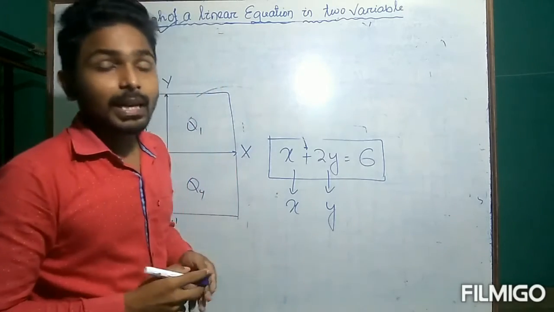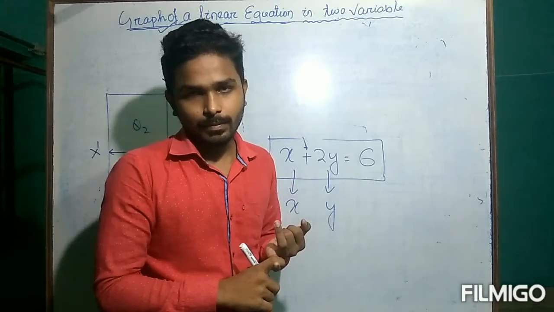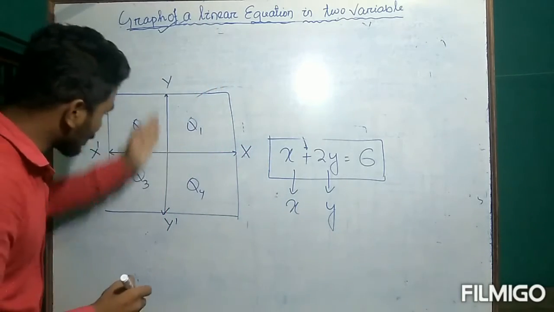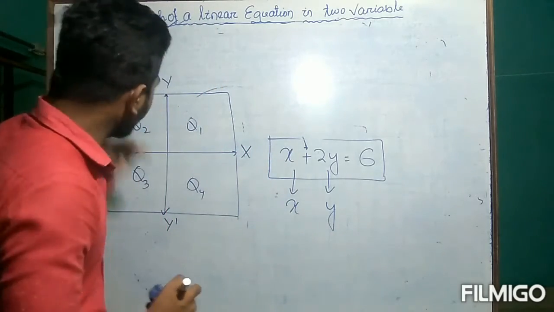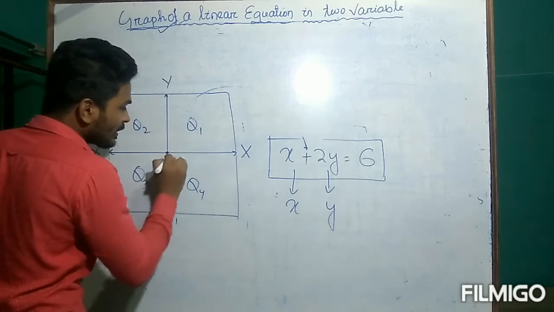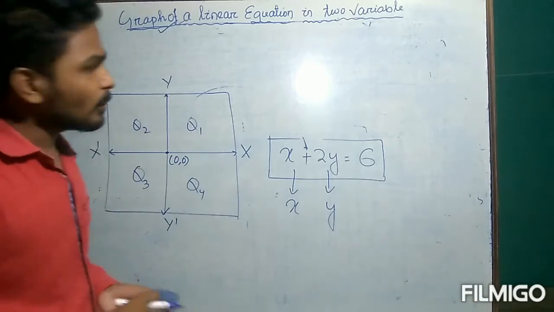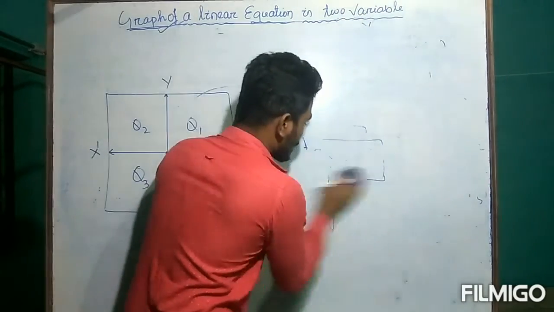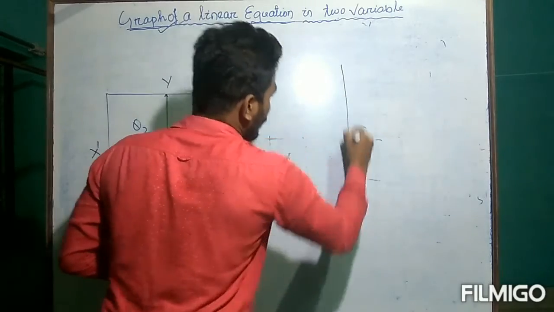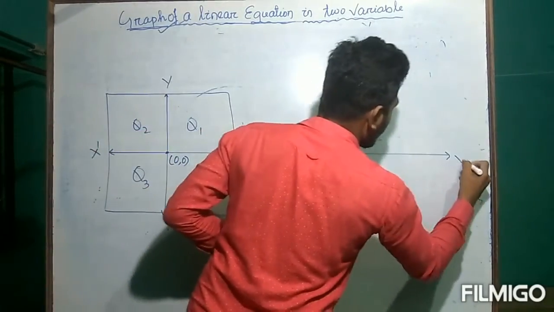There are two systems studied there: one is the Cartesian coordinate system, one is the polar coordinate system. In the Cartesian coordinate system we have two axes, x-axis and y-axis, and they meet each other at a point known as the origin, and the coordinate of that origin is 0, 0. Let's draw it here. So it is our y-axis, it is our x-axis.